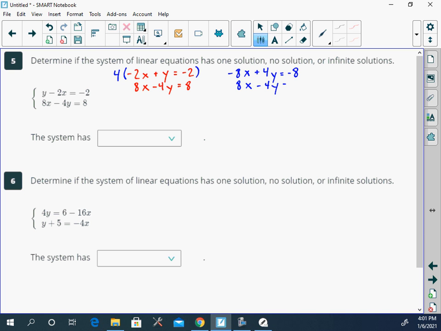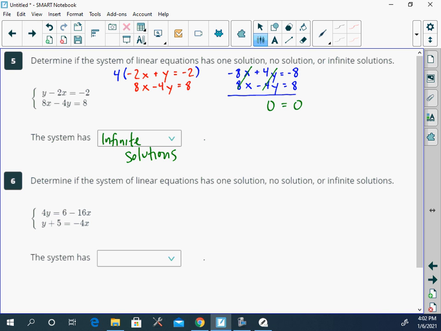And what happens here that didn't happen in those first 4 questions is when I add these together, not only do the y's go away, the 4y and the negative 4y, but this one also goes away. We end up with nothing on the left-hand side. This is 0, that's 0, so we get 0 equals. And over here, these actually cancel each other out and give me 0. So this is always a true statement. 0 is always equal to 0. So there are infinite solutions here.